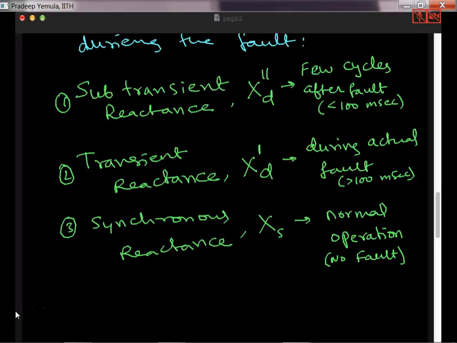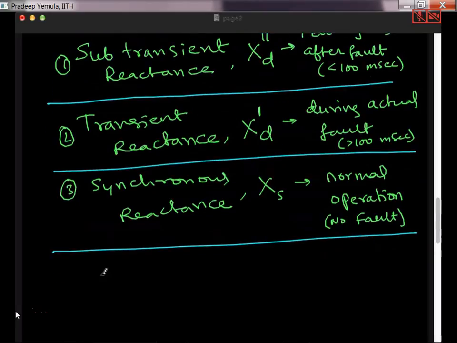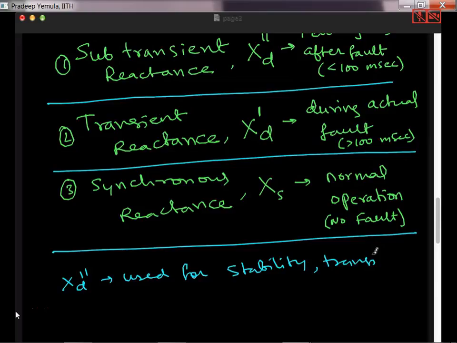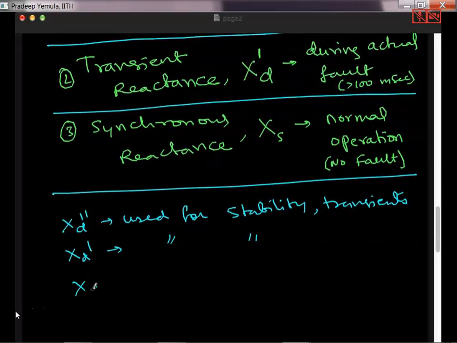Now, for us, what is important here is which is used for which study. Xd double dash is used for stability and transients, and Xd dash is used for stability only, and Xs is used for load flow studies.